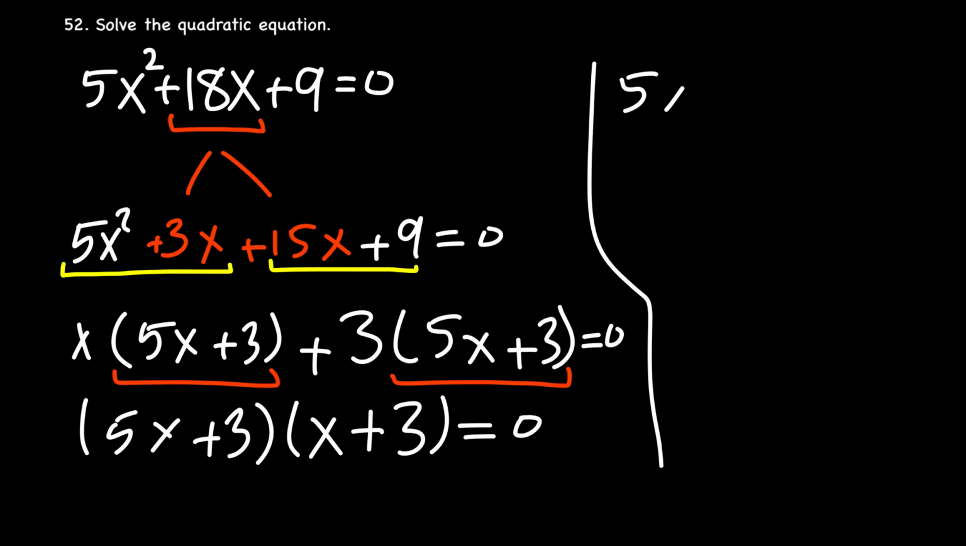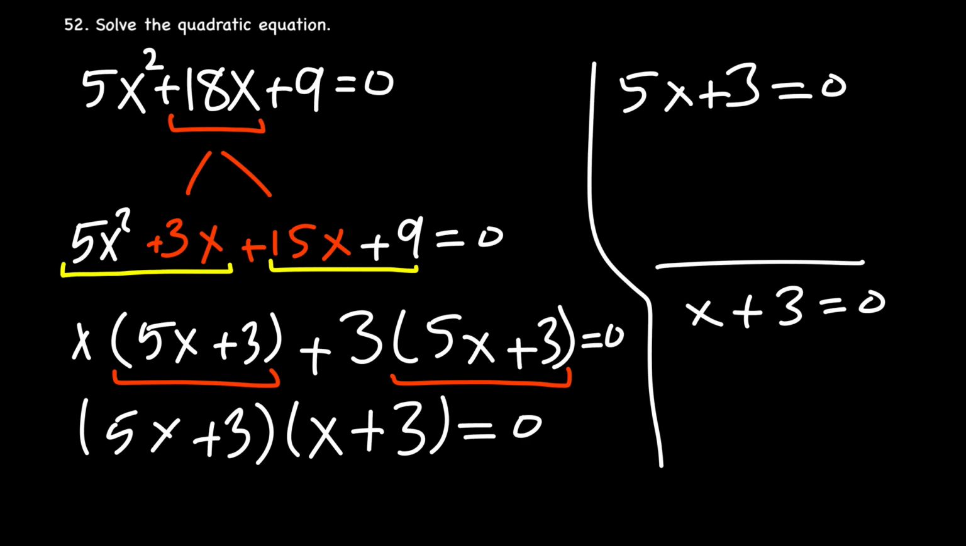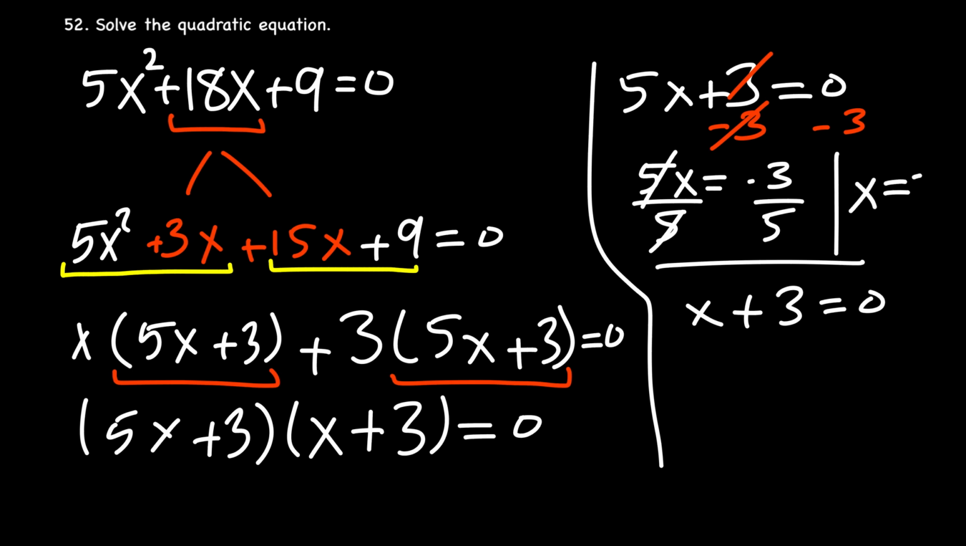Next, we should set each factor equal to 0. So 5x plus 3 equals 0, or x plus 3 equals 0. Let's start with the first equation. Now we have to subtract 3 from both sides. Then I have 5x equals negative 3. Divide both sides by 5. So in this case, x will be negative 3 over 5. The second equation, I have to subtract 3 from both sides. These will cancel out, so x will be negative 3.